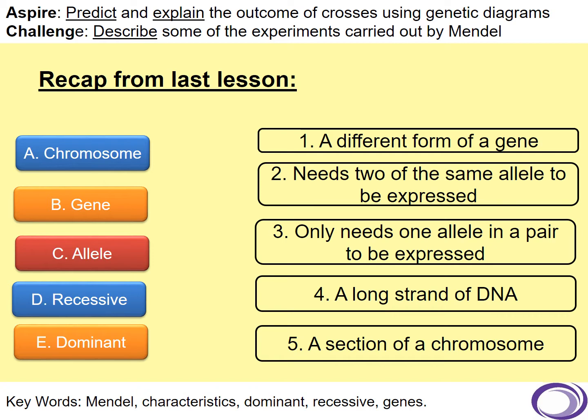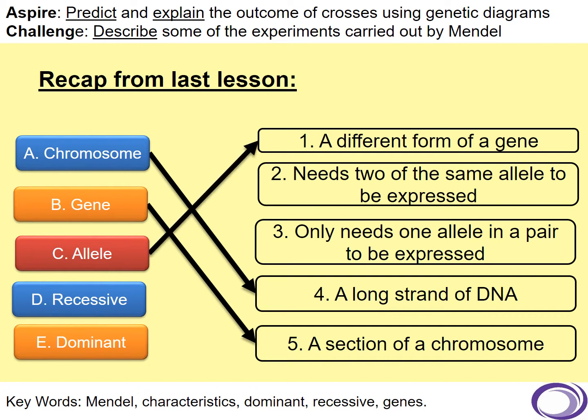Okay, time's up. So a chromosome then is a long strand of DNA found in the nucleus of cells. A gene is a short section of a chromosome. An allele is a different form of a gene. Recessive needs two of the same allele to be expressed. And dominant only needs one allele in a pair to be expressed.